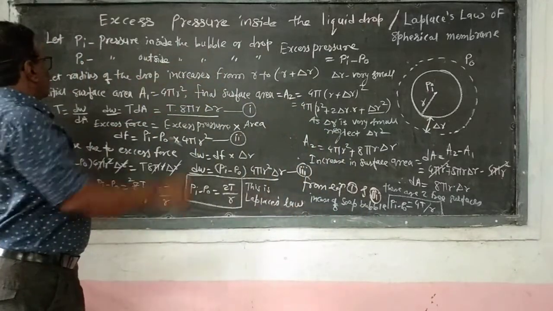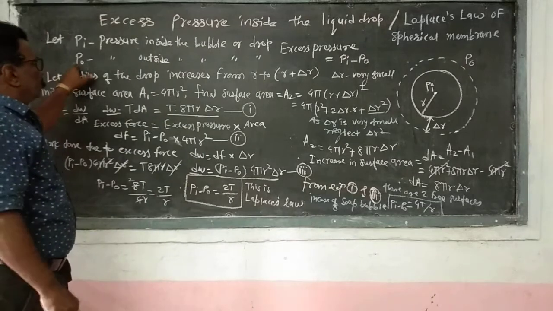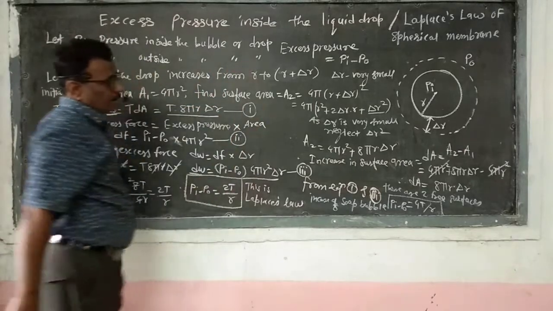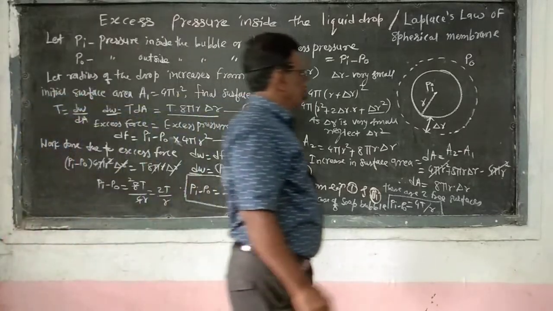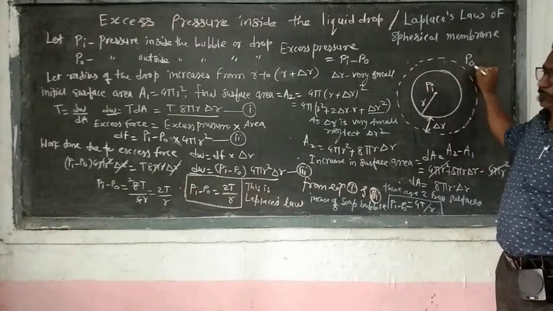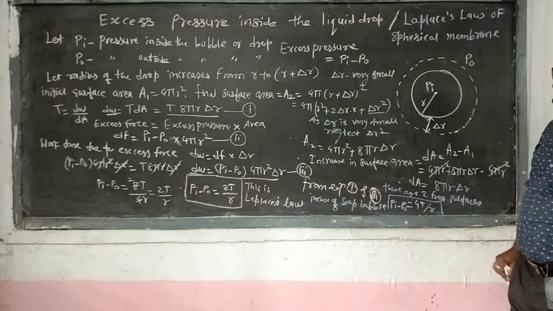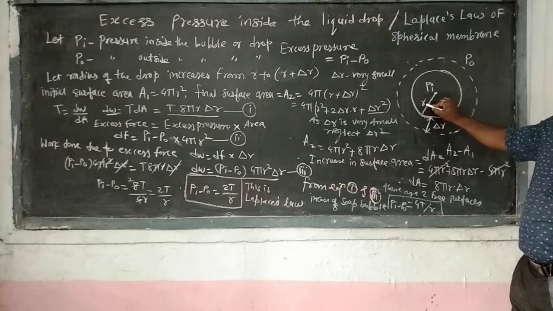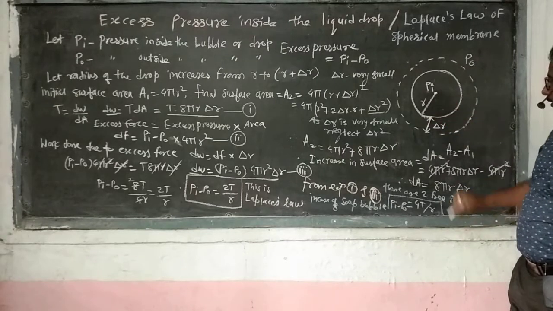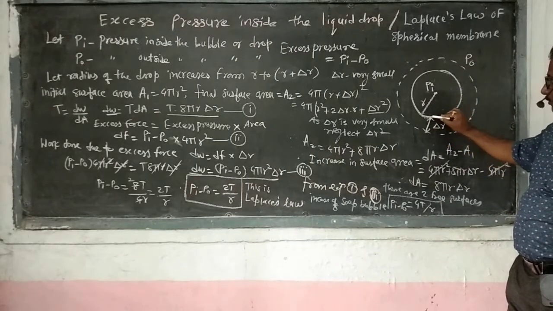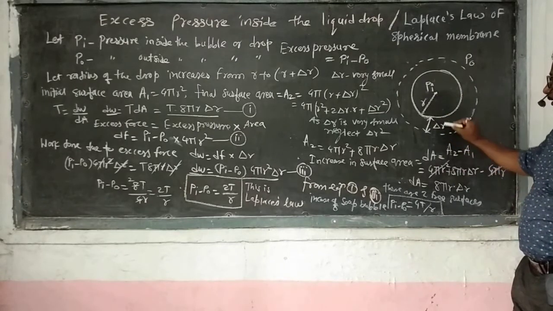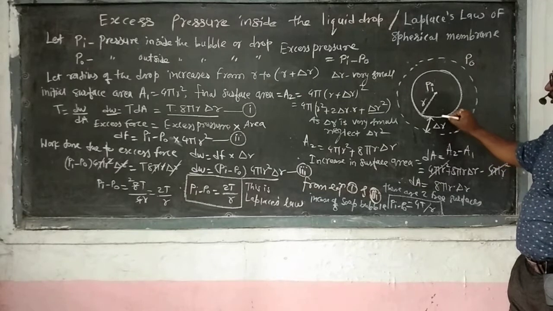Now this dotted circle represents P0, which is the pressure outside the bubble or drop. From that we can write excess pressure is equal to Pi minus P0, that is the subtraction. Let the radius of the drop increase. Small r is the radius of the inner drop. This delta r is the increase in radius, from r to r plus delta r, where delta r is very small.